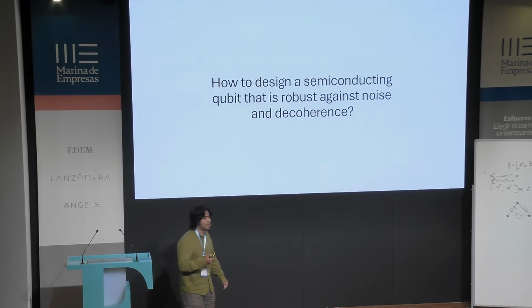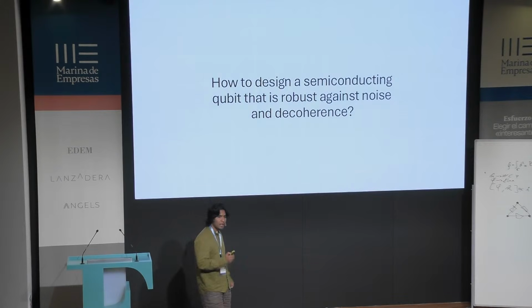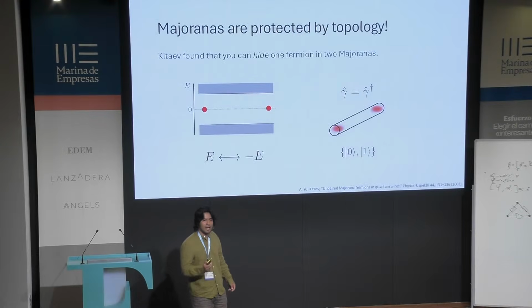How can we design a semiconducting qubit that is actually robust against noise and against decoherence? To answer that, the answer comes from condensed matter physics, and it's actually topology. The answer is Majorana-bound states, which are the ground state excitations of a topological superconductor. In 2001, Kitaev found that in a p-wave superconductor, you can have a topological state.